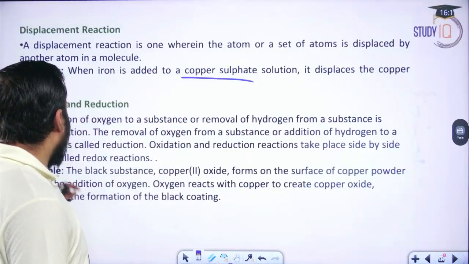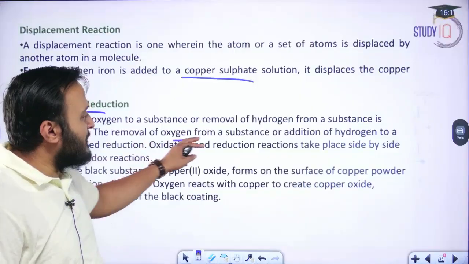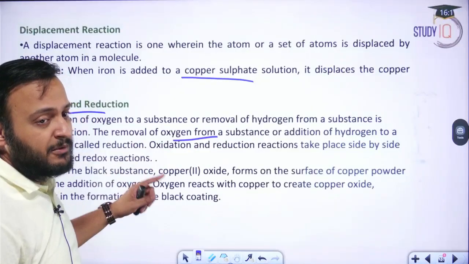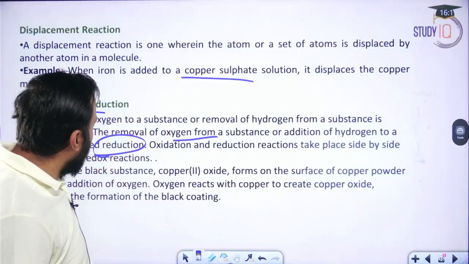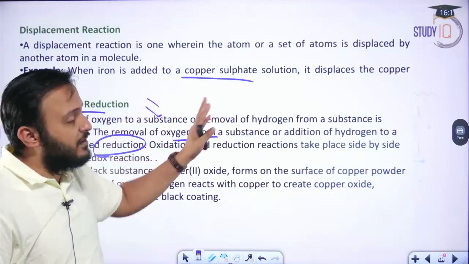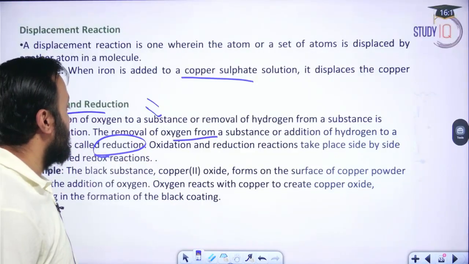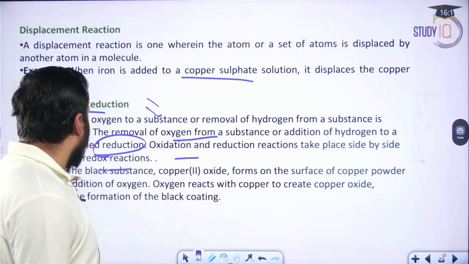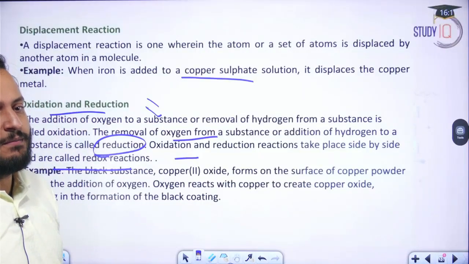Then guys, oxidation and reduction. What is that? Removal of oxygen from a substance or adding hydrogen is called reduction. And adding oxygen or removal of hydrogen is called oxidation. Remember that. So these both activities take place side by side.